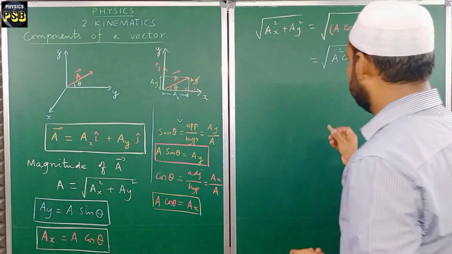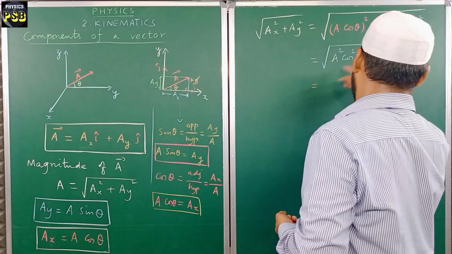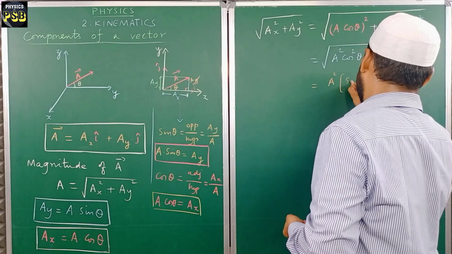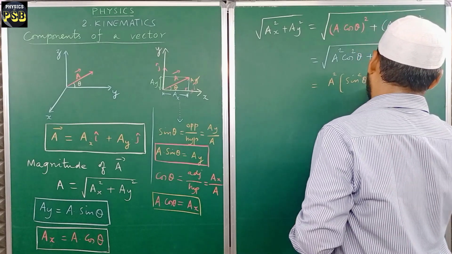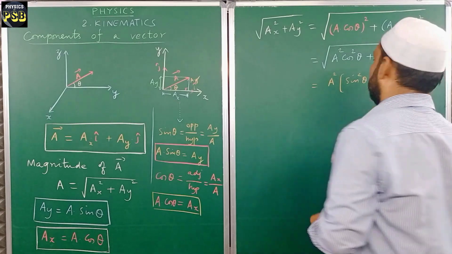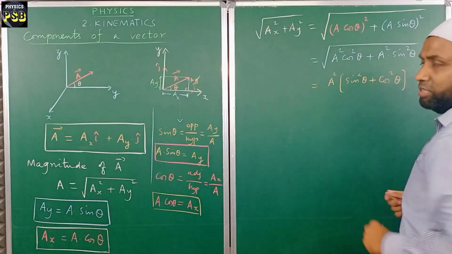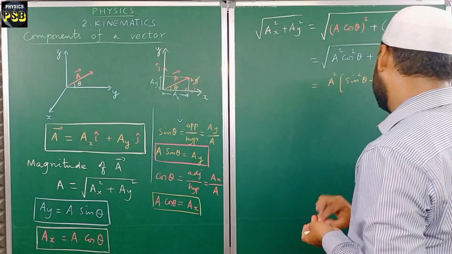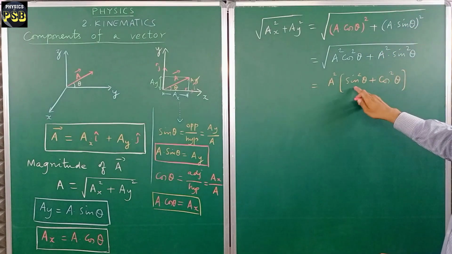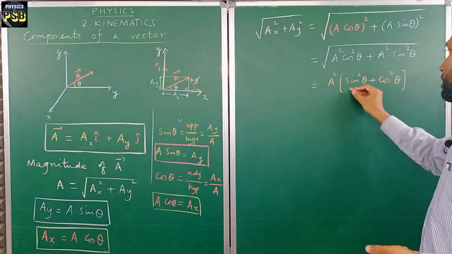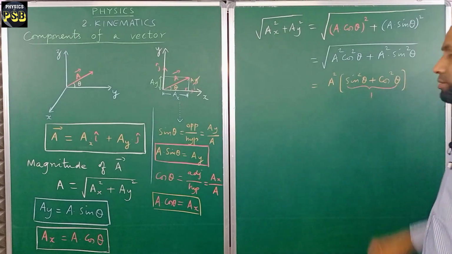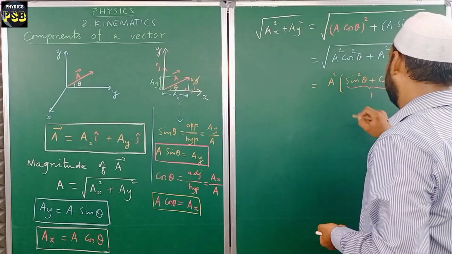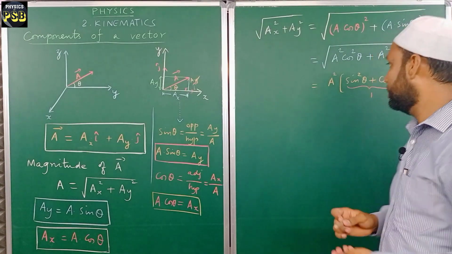So next, what do I do? I take out the common term: A square times sin square theta plus cos square theta. I just interchanged their position, which is not going to make any difference. And here, sin square theta plus cos square theta is equal to 1. We have studied this in trigonometry.